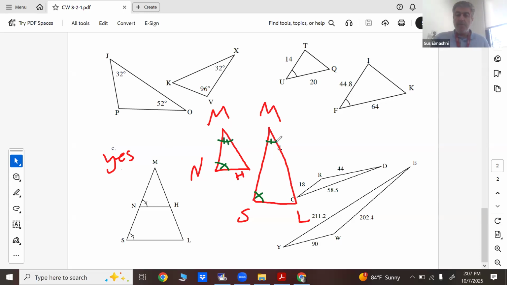So do I have enough to say they're similar? I do. Angle similarity. Yeah, it's a visualization thing. That's why I have to pull out the triangle and compare it properly. Okay, last one.